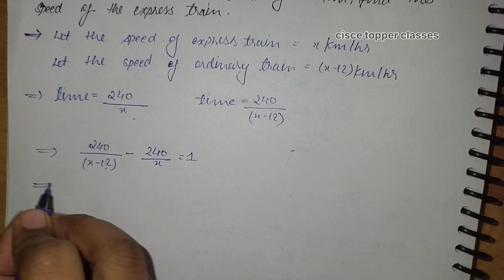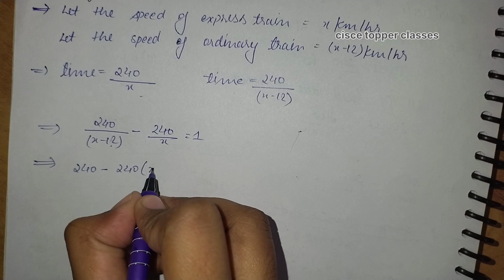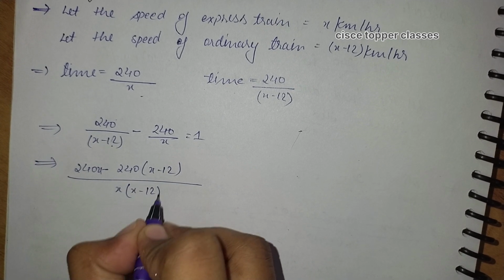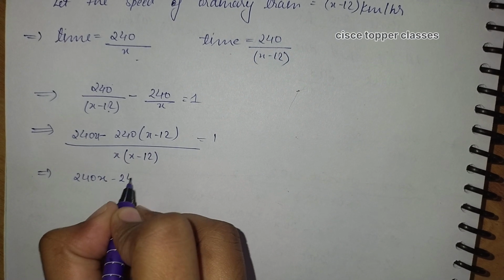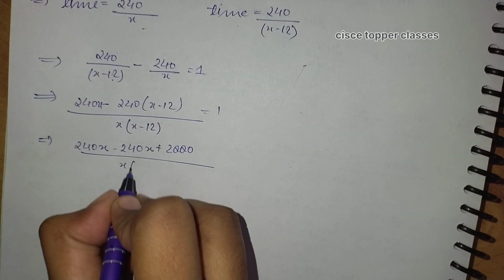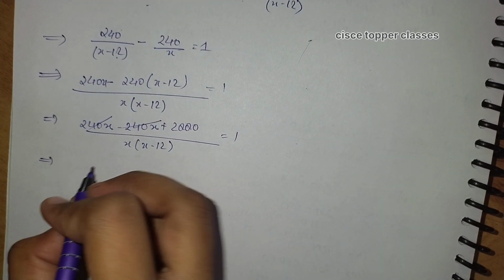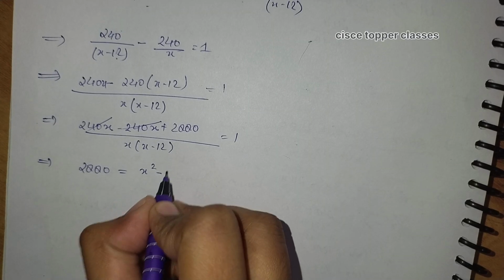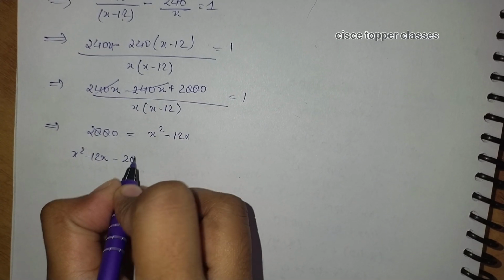So forming a quadratic equation and taking LCM, we will solve it. 240 into x minus 240 into x minus 12 here, and this will be x into x minus 12, equal to 1. So 240x minus 240x plus 2880, and here x into x minus 12 is equal to 1. This will be cancelled out, and we will get 2880 equal to x square minus 12x. So on solving x square minus 12x, it becomes a quadratic equation here.